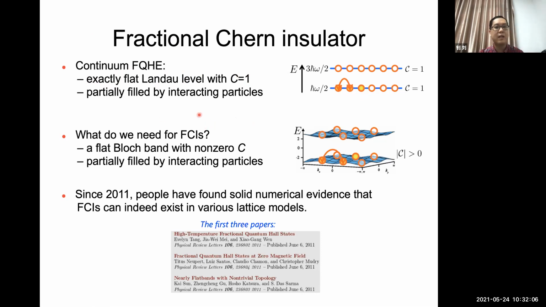So in lattices we can follow the same logic. We need to look for lattice models in which we have a flat Bloch band with non-zero Chern number, and then if we partially fill this flat topological band by interacting particles, then at proper filling factors, maybe we can find the lattice fractional quantum Hall effect or fractional Chern insulators. And indeed, people have found solid numerical evidence that fractional Chern insulators can indeed exist in various lattice models. The first three papers appeared at the same time in PRL in 2011.